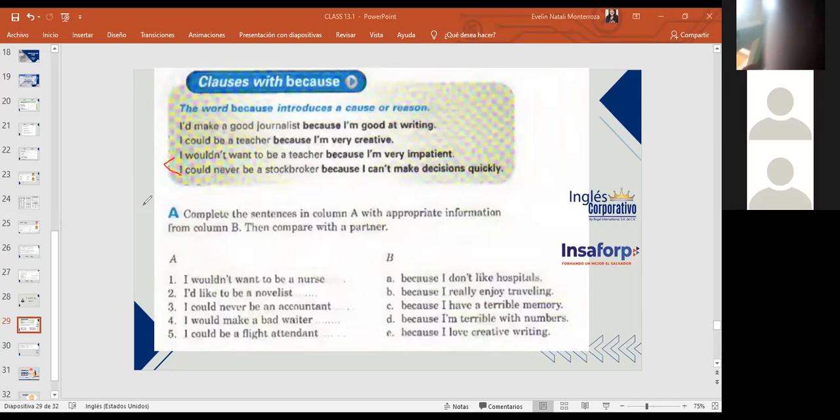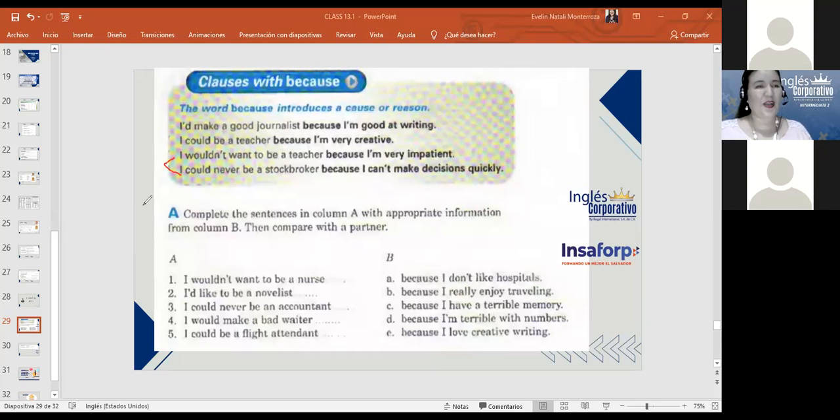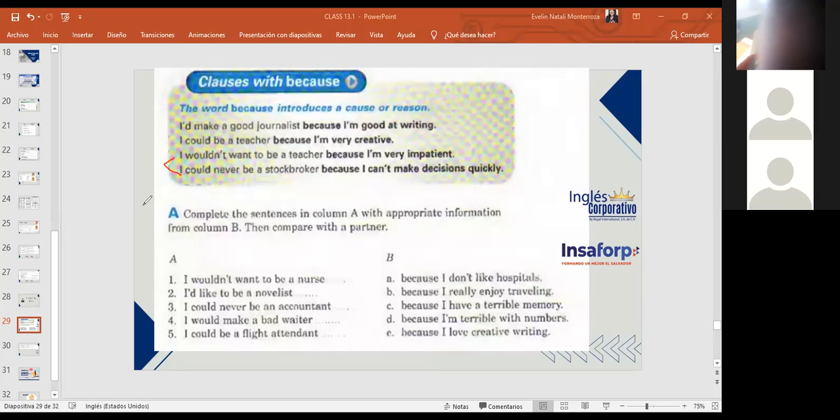Let's go with the last example. Miss Ana Romero, give me your example. Anita Romero? There you go. I could be an engineer because I'm good at numbers. Oh, that's good. Very good. And one profession that's not for you?